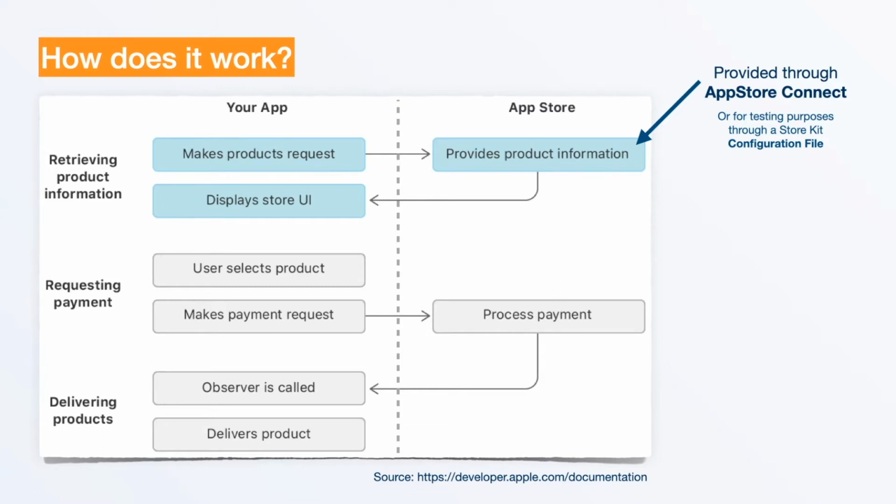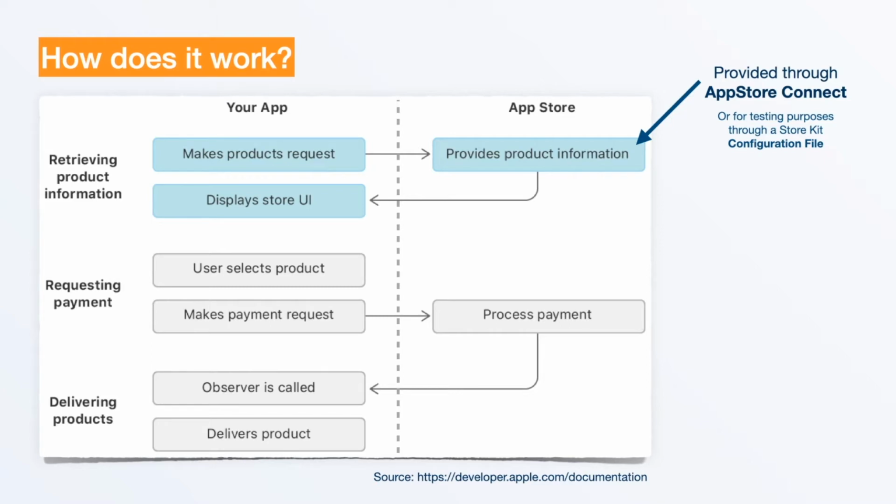Now, the second phase would be the requesting of the payment. So if the user selects a product and makes a payment request, it goes through the framework, and then in the App Store, the actual payment is processed. And once the payment is processed, independently of whether it was successful or not, an observer is called in your app, and you know exactly if that purchase was successful and can deliver the product or not, depending on the result.